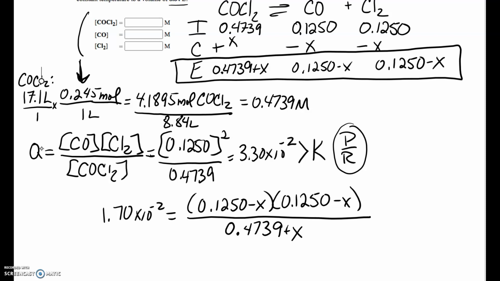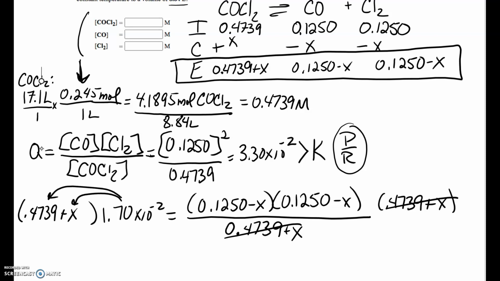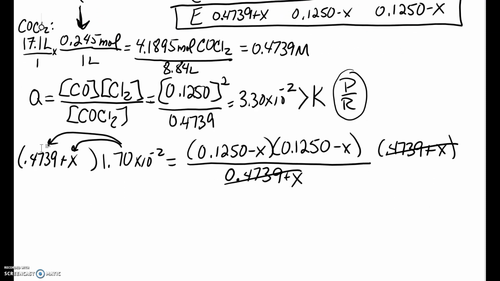Okay, so first off, I'm going to multiply both sides by this 0.4739 plus X. So it gets rid of it there, and I'm just working with things in the numerator. I like that better. Me too. So we're going to have to distribute again. We talked about this in episode 2, I think, how to do this. Distribution. So we're going to multiply the 1.70 times 10 to the negative 2 times the 0.4739.